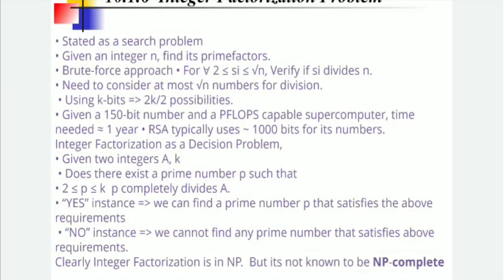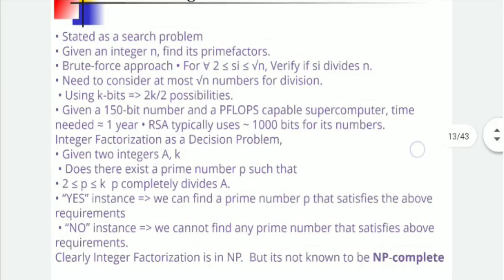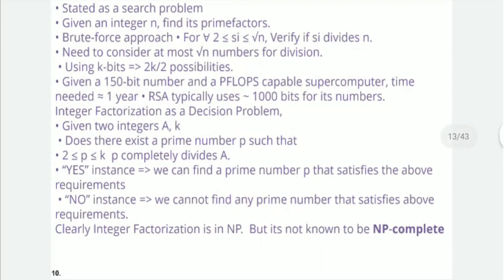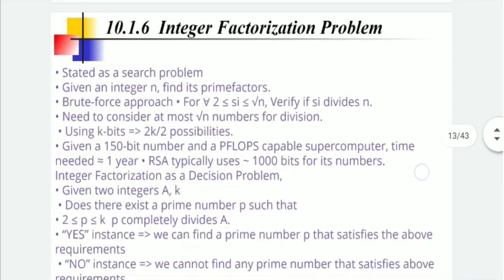After seeing the integer factorization problem as a decision problem, we can clearly say that it comes under NP problems. But as to whether it is NP complete or not, we can say that it is not known to be NP complete. So we can use this integer factorization problem in asymmetric cryptosystems.